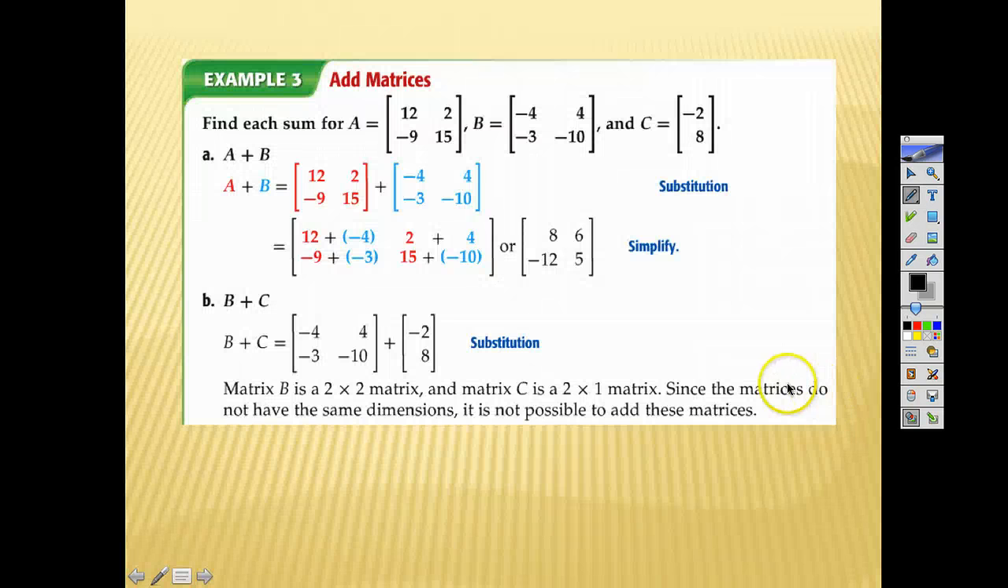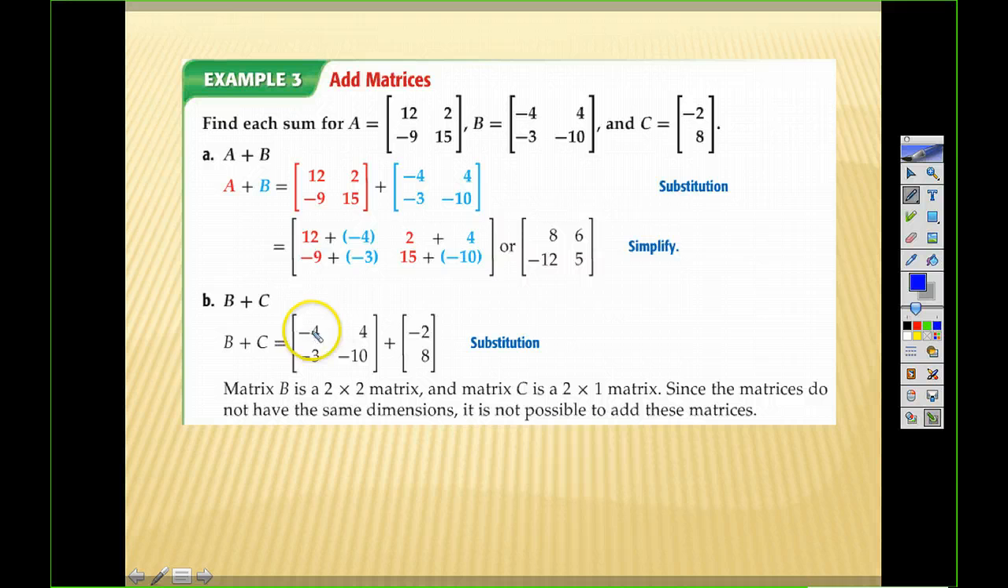That goes the same for when you have B plus C. But in this case, you only have here, this is a 2 by 2, and this is a 2 by 1. So there's no corresponding elements. Since they do not have the same dimensions, it is not possible to add these two matrices. They have to have the same dimensions.